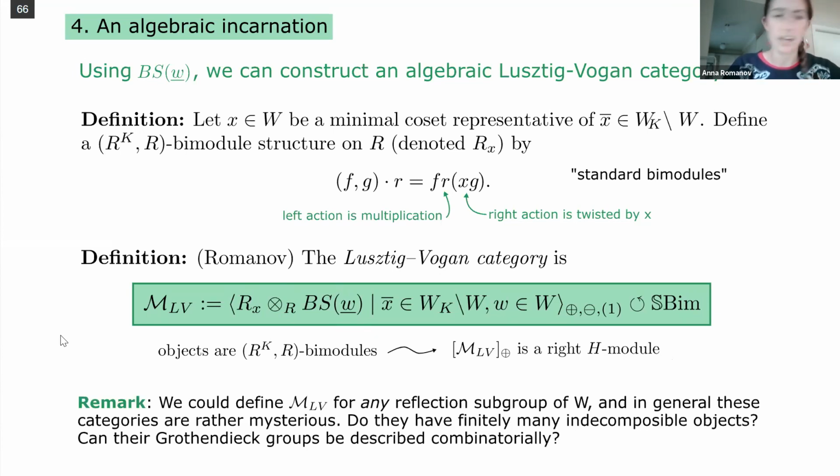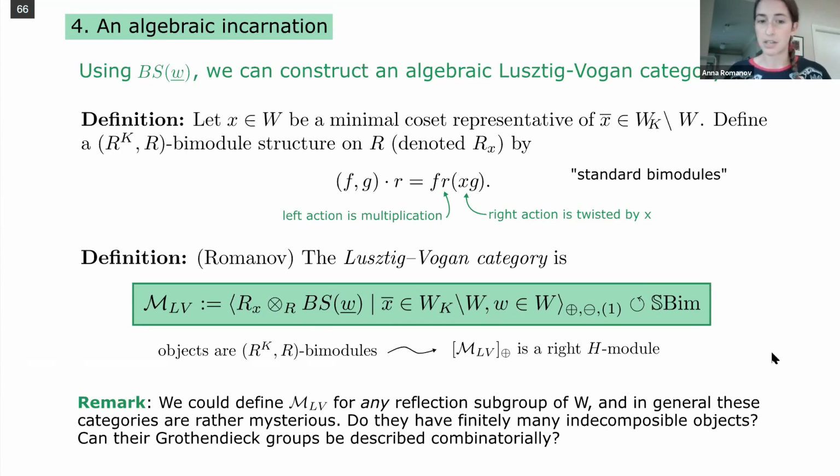And just a quick remark about these is that this construction doesn't really see the real Lie group very much. The only way that the Lie group contributed to this construction is it gave us the ring R_K. But this was really just defined in terms of this reflection subgroup of the Weyl group. So this category makes sense for any reflection subgroup of the Weyl group.